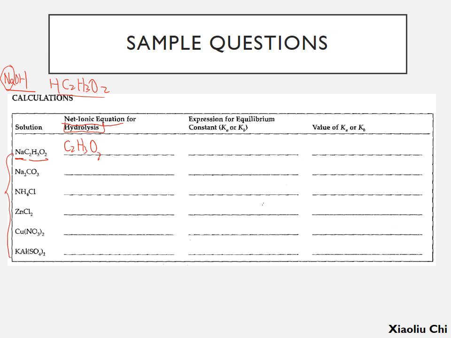C2H3O2 negative. Okay, and why is it negative? Because sodium is positive, so it's a cation, and this should be an anion. So the anion plus water goes back to the weak acid HC2H3O2, and it takes one hydrogen away from water, so water now becomes hydroxide.